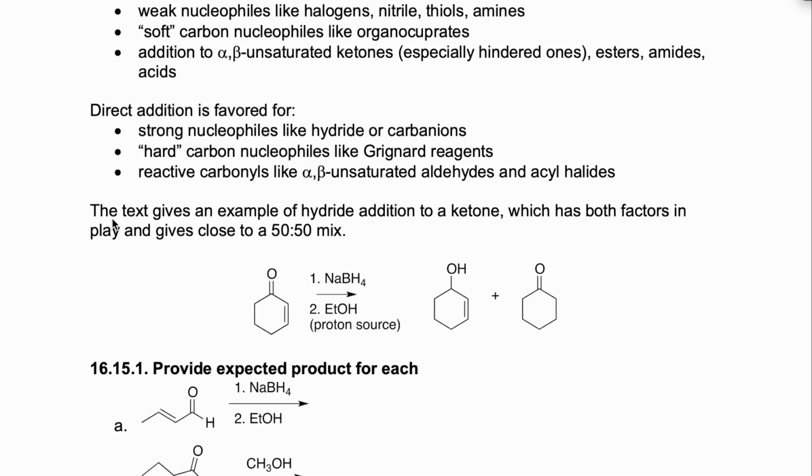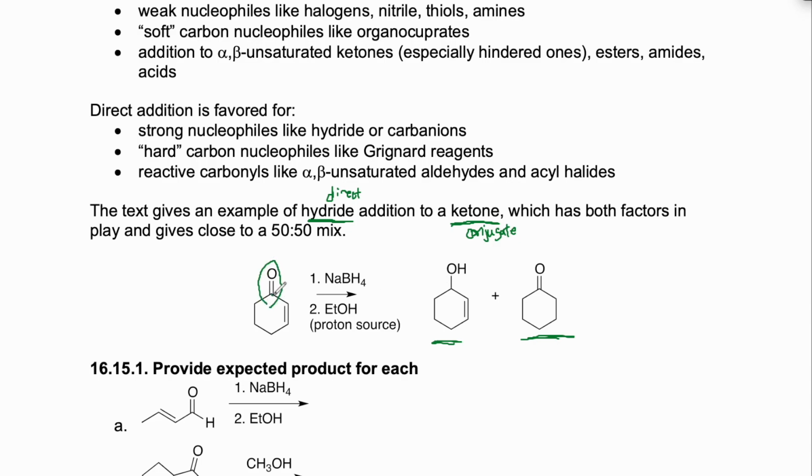So there's an example in your textbook of a hydride adding to a ketone. Since that's less reactive, that's favoring conjugate addition. But hydride is a more reactive nucleophile, so that's favoring direct addition. So you have some conditions that favor direct addition, some that favor conjugate addition, and you end up getting a mix of both of them. So this is the direct addition product. This is probably what you would have guessed.